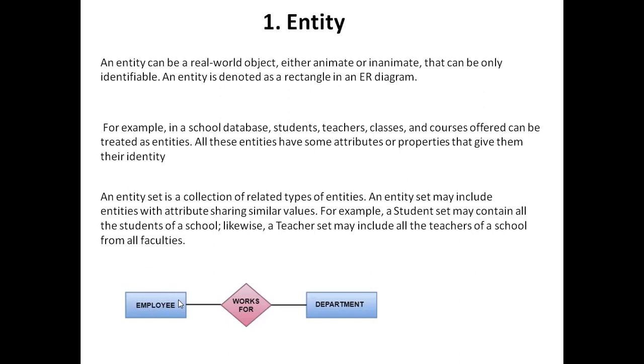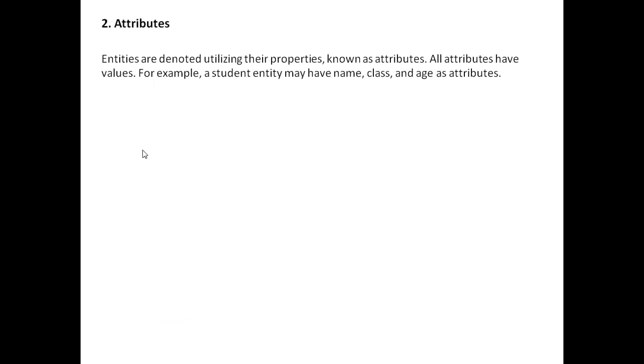Okay, so here employee is an entity and department is also another entity. Employee can be a person, department can be an organization. A set of persons or a set of organizations can be called an entity set. These two entities have a particular relation which is called a working relation. What working relation? Employee works for department.